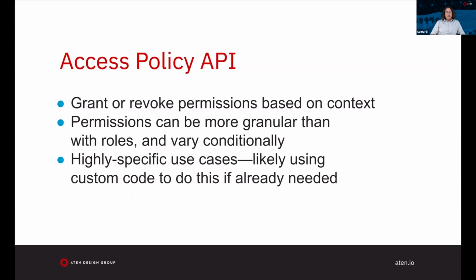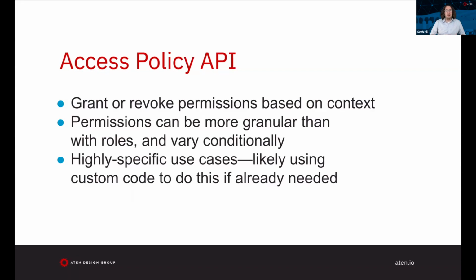Access Policy API is a new API that allows you to give or take away permissions based on some sort of context. And this would be something more than you can do with roles because it can be more granular and targeted than roles can. Permissions can be combined on a set of conditions, which means that you can tailor them to a specific user or content or certain circumstances.